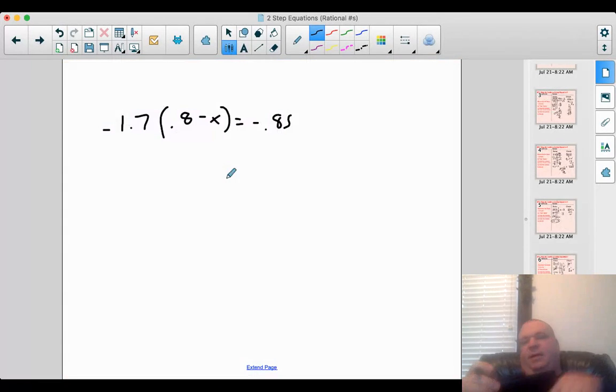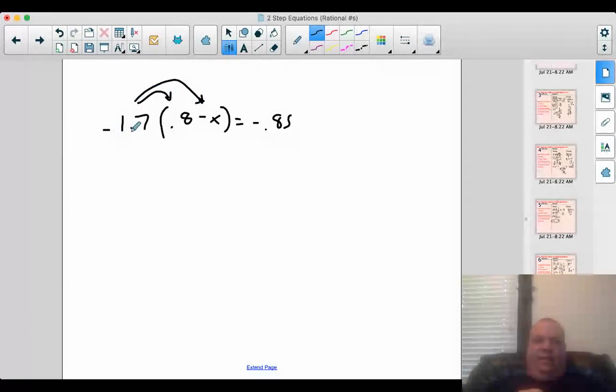All right. So some of the ones in the worksheet are fairly challenging. So I want to go through kind of a tricky one here to make sure we can do it. Here's one where there is simplifying to do. We got to get rid of those parentheses. So if we do that, I got negative 1.7 times 0.8.